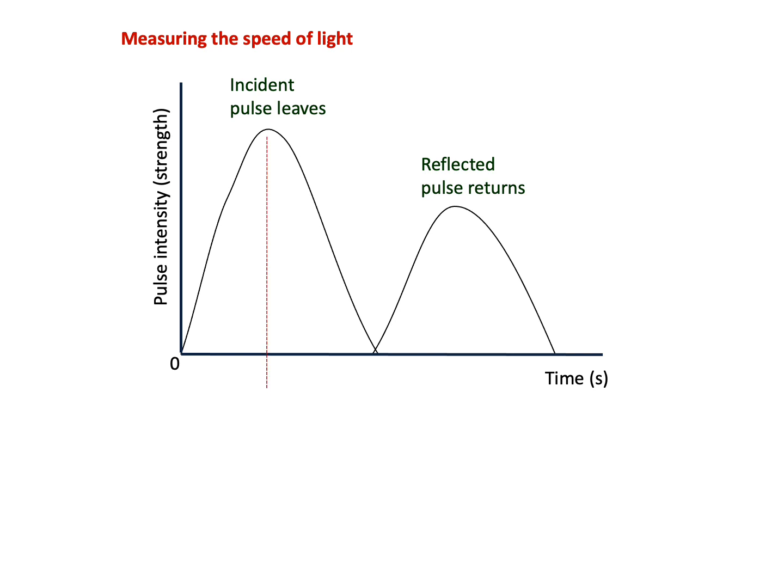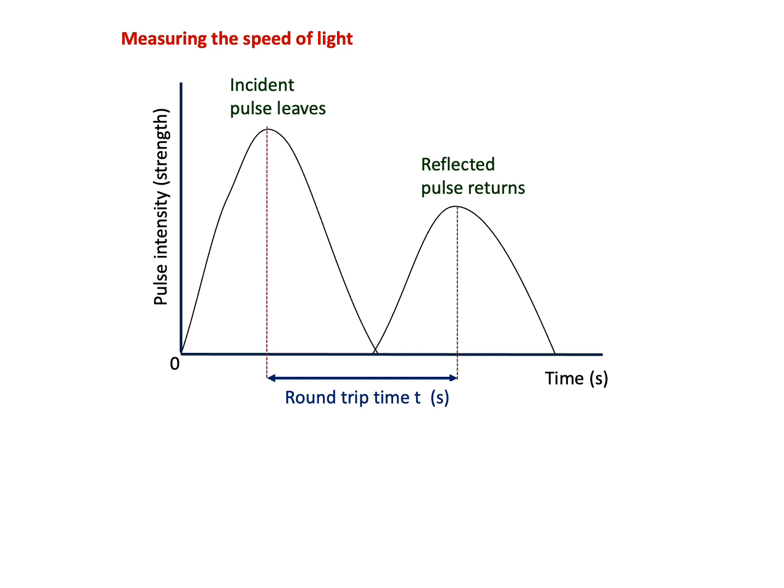Now on the oscilloscope, we identify the middle of the incident peak, shown by the red line there. We do the same for the return peak, and the time interval between them is the time for the light to leave the transmitter and return to the receiver. So that's the round trip time.